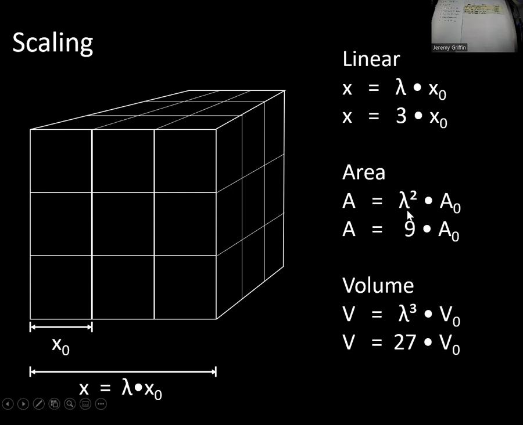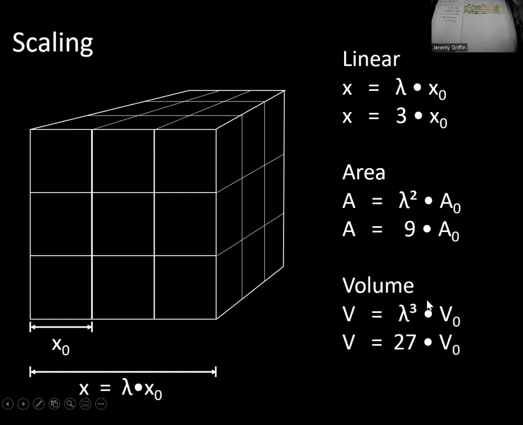I use lambda just randomly. I could have used k or anything else. I pick lambda, whatever. So 3 squared is 9. Okay. And then how about volume? If you fill each box with water, it should be 27 times the volume, right? So a linear factor of 3, but then length times width times height, so 3 by 3 by 3.